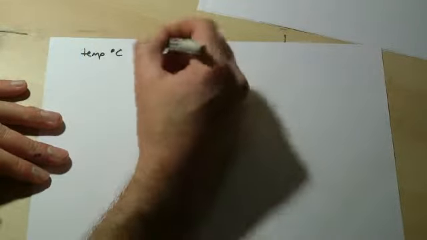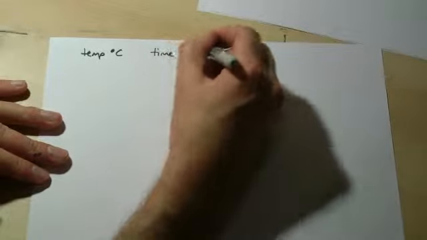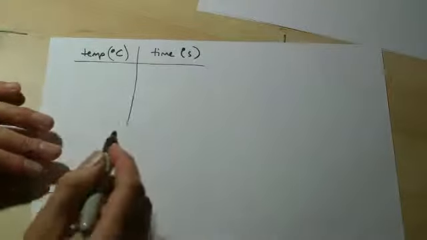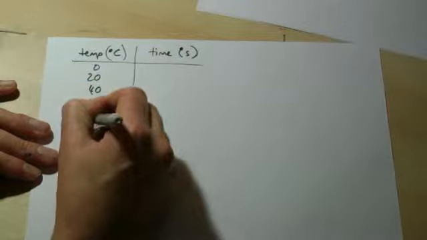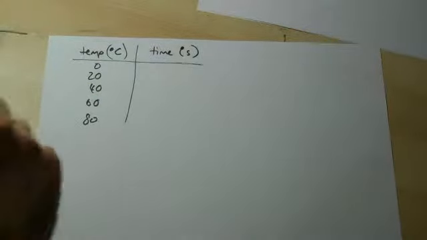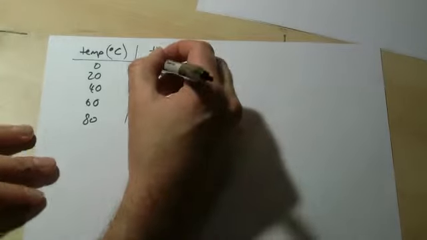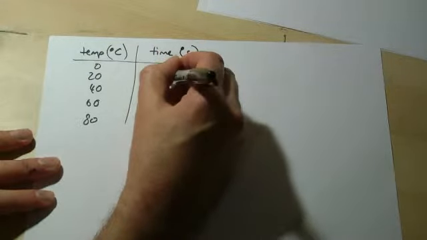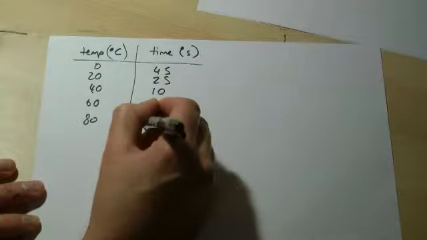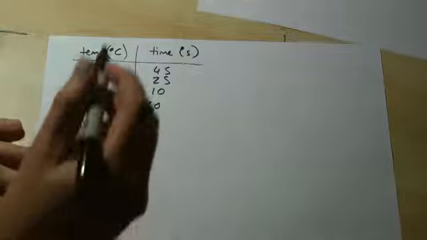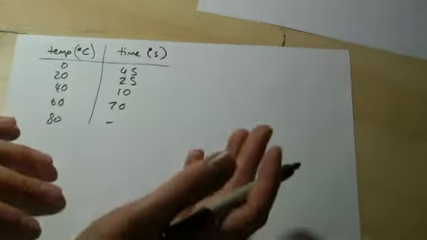So let's extend this a bit. Imagine we did a practical with this. We did this experiment at different temperatures, maybe 0, 20, 40, 60, 80, and we measured how long it took to complete the reaction. So perhaps it was taking, let's make some up, 45, 25, 10, 70, and then we didn't get any reaction there because it had been denatured. Okay, so classic sort of normal bit of experiment we'd get there.